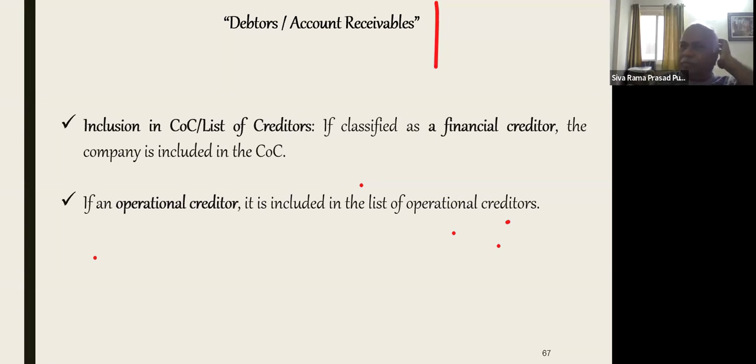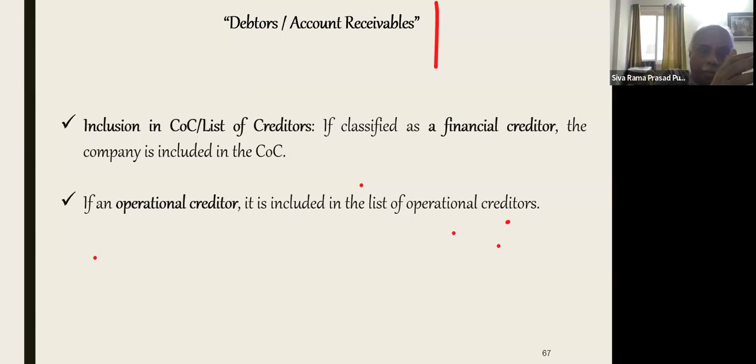In this case, with recourse, the factoring company files an application as a financial creditor, because it has given the amount with interest. That is the factoring with recourse. The second one is without recourse.